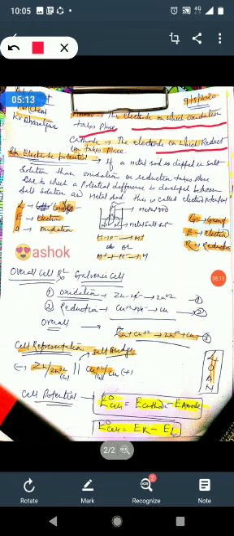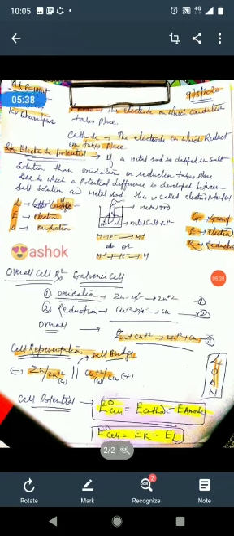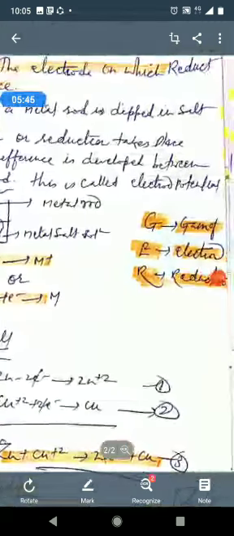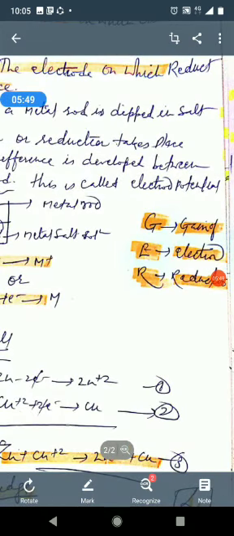Now we must know about electrode potential. What is standard electrode potential? If a metal rod is dipped in a salt solution, then oxidation or reduction takes place, due to which a potential difference is developed between the salt solution and the metal rod. This is called electrode potential. Now you must know two words. First, LEO, which means loss of electron is oxidation. Second, GER, which means gain of electron is reduction.